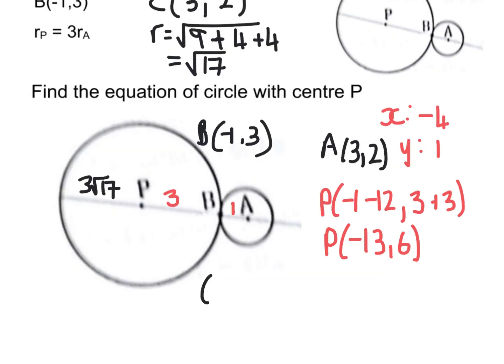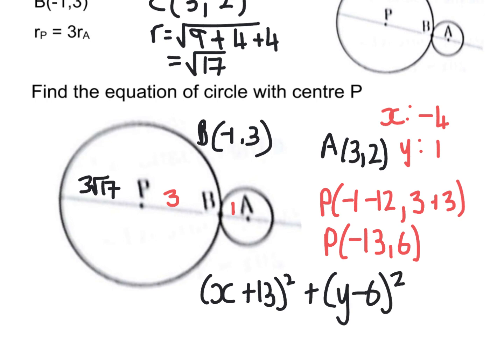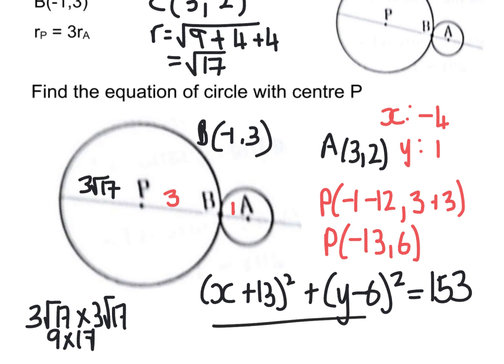So the equation is x plus 13 all squared plus y minus 6 all squared equals, now just to remind you, 3 root 17 all squared is 3 times 3 is 9. Root 17 times root 17 is 17, so I have to work out 9 times 17, which is 90 plus 63 is 153. So there is the equation of circle P.